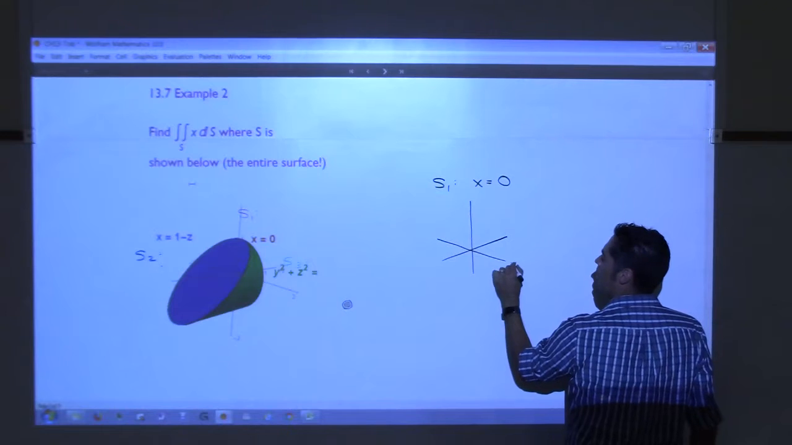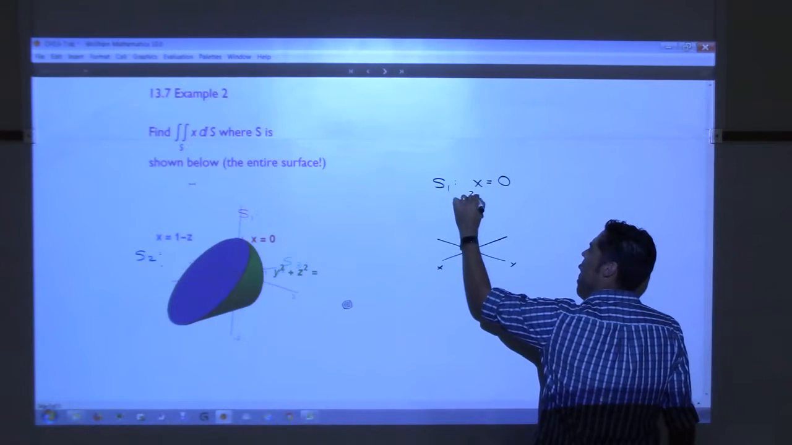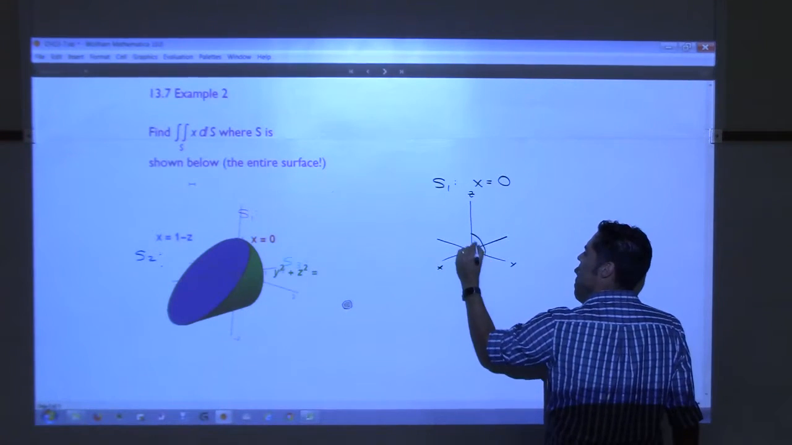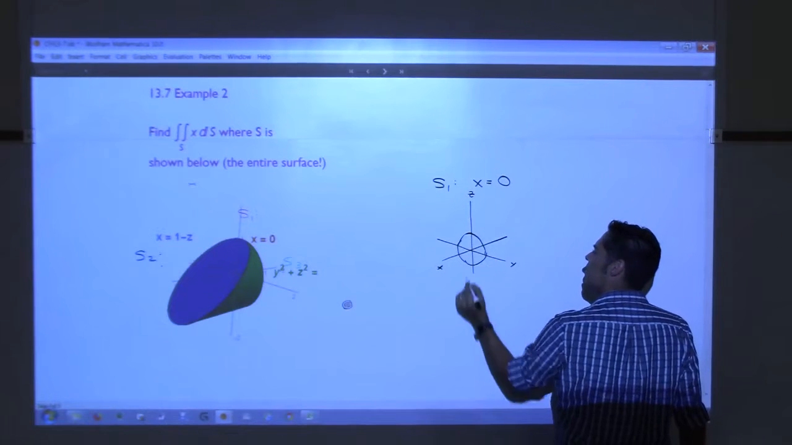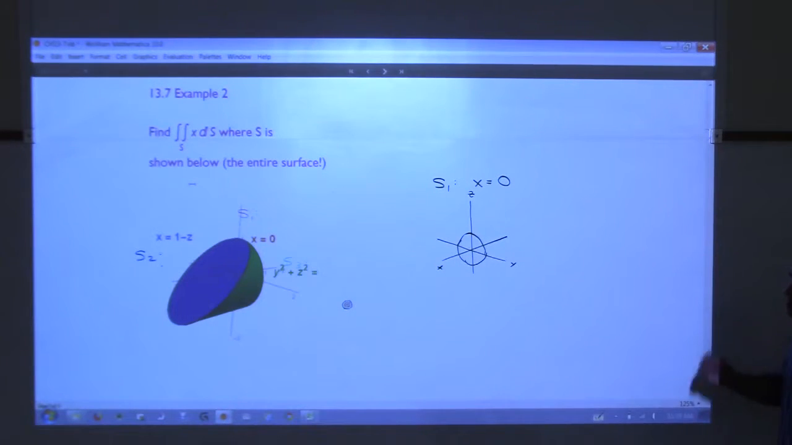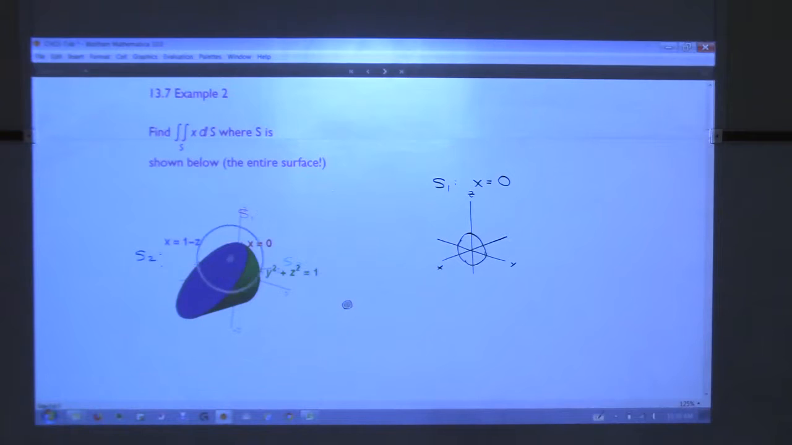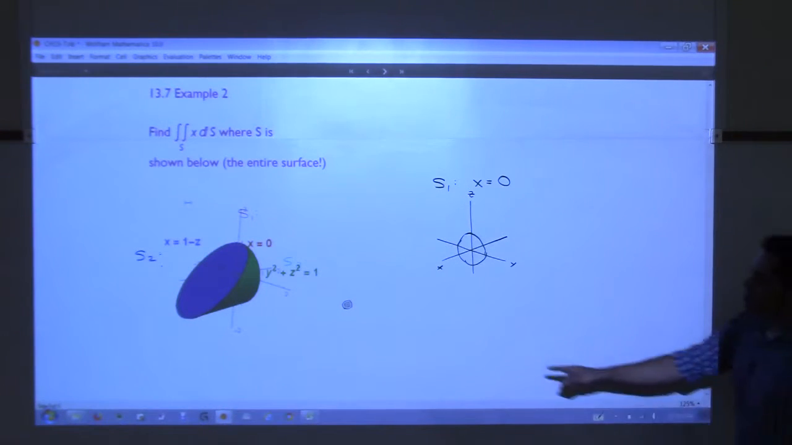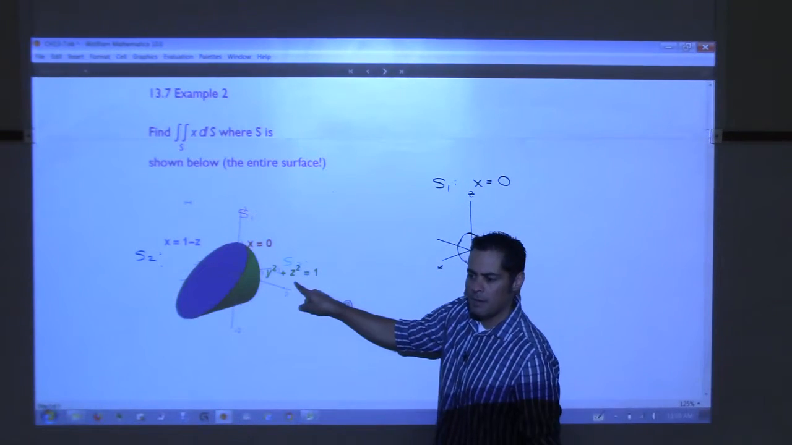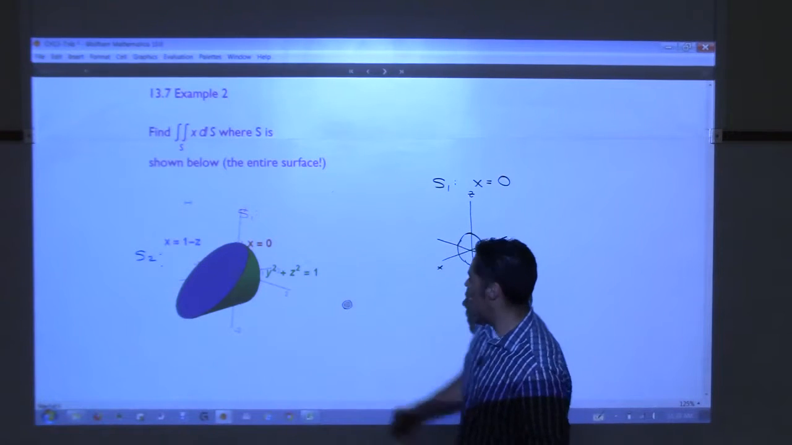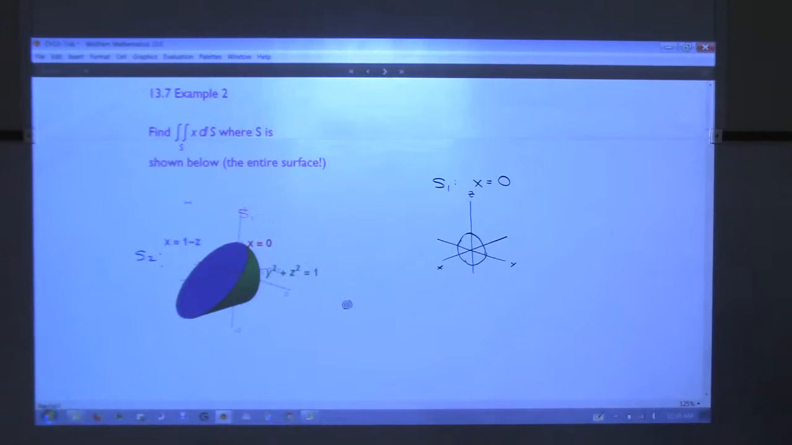Here's Y, here's X, here's Z. It's like this backside, right? It is a unit circle. Now, the reason you can tell it's unit is because of this right here. So we can tell it's a unit circle from that.